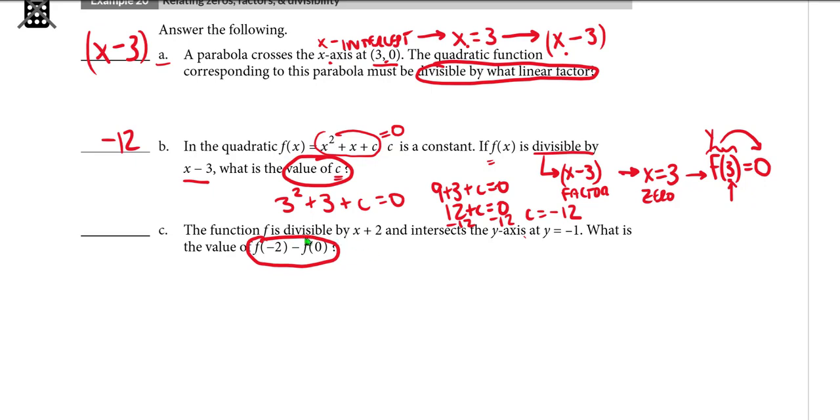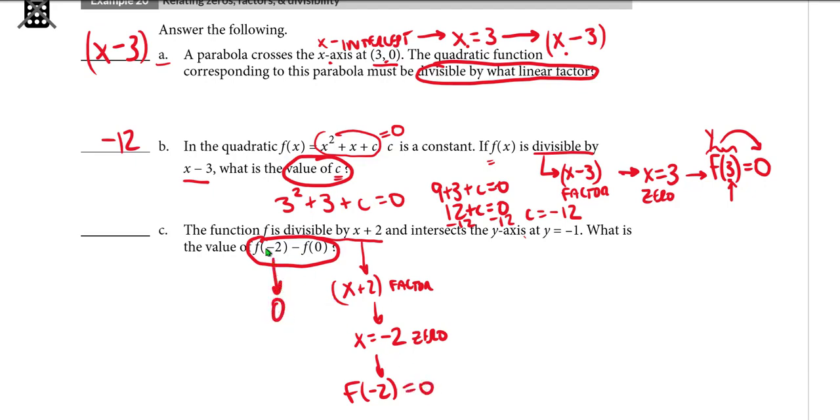Okay, well, let's start with the divisible by statement. Remember, a function being divisible by x plus 2 means that x plus 2 is a factor. And x plus 2 is a factor means x equals negative 2 is a 0. And what that means is that when we take f of negative 2, when negative 2 goes in for x, we get out a 0. Well, that's nice, because that now tells us that this first part of what they are asking us, f of negative 2, that's just 0.